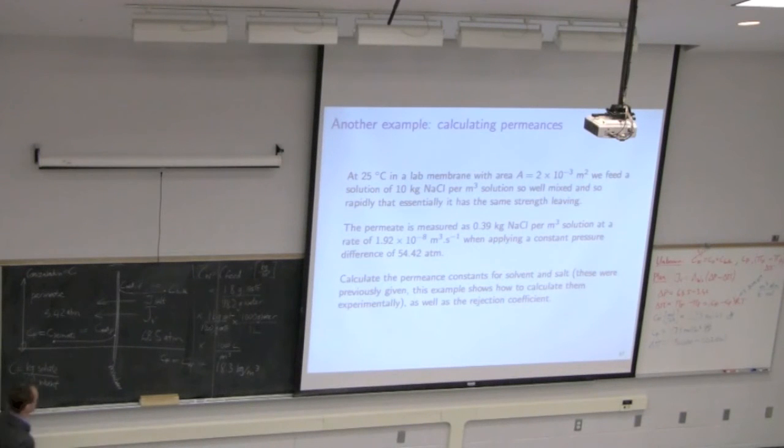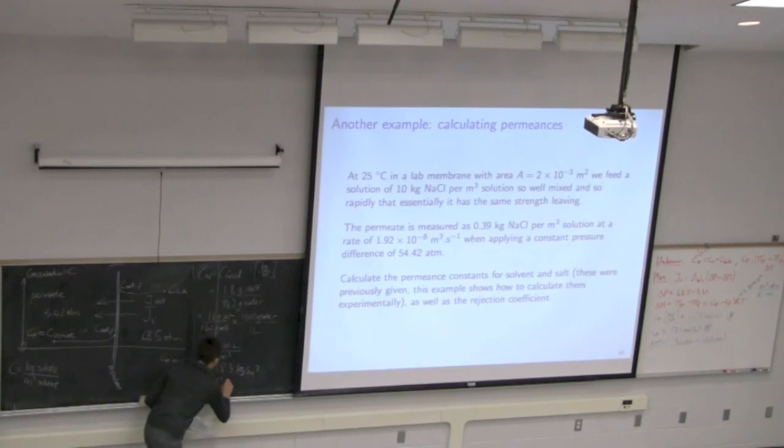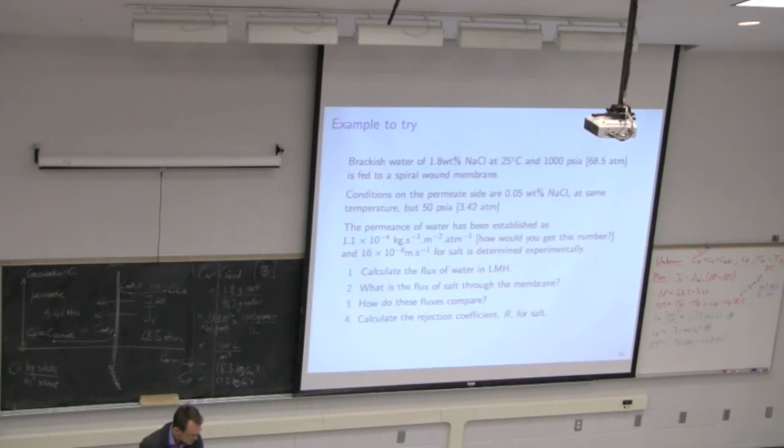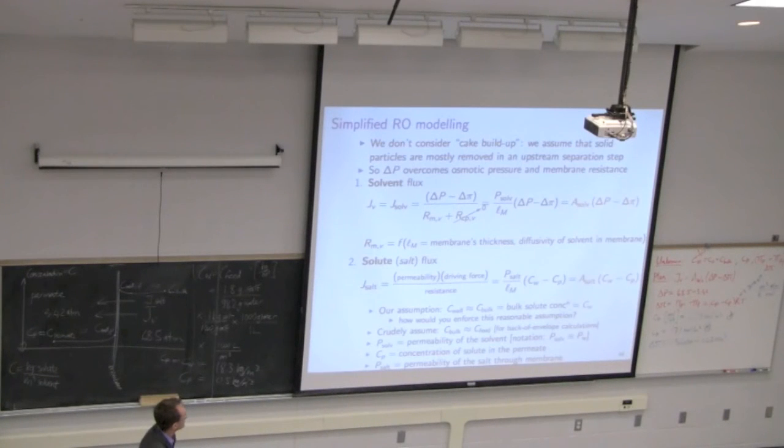It's similar for the permeate. So for the permeate, we're told this is 0.05% by weight, so that is equal to 0.5 kilograms per meter cubed, same calculation. Yep, makes sense. Okay, so once we have these two concentrations, Cw and Cp, we're then pretty much ready to go to calculate our salt flux. We've got all the terms we need.